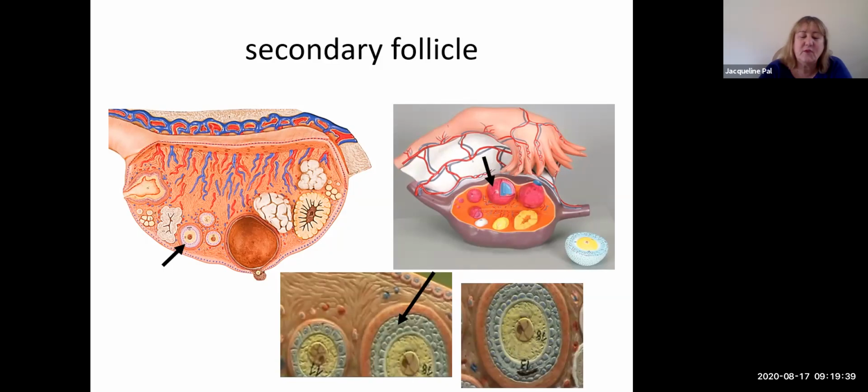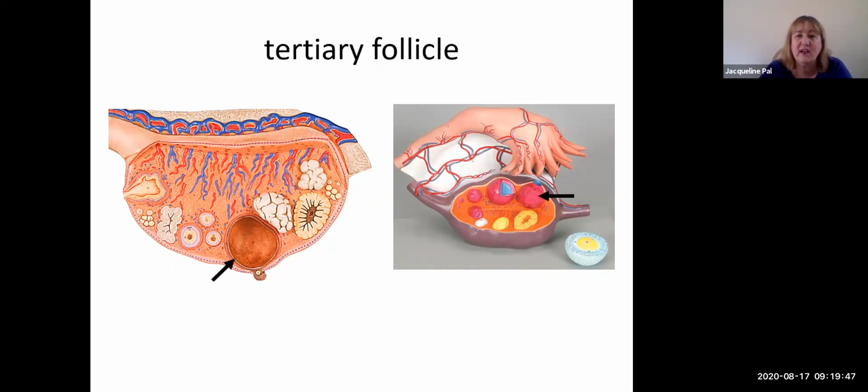Just before the time of ovulation, you will see that there is one of these follicles which is bulging on the surface of the ovary, and this is our tertiary follicle. This is the one that's going to be ovulating. You can see on the model on the left the little oocyte with its surrounding cells being ovulated.